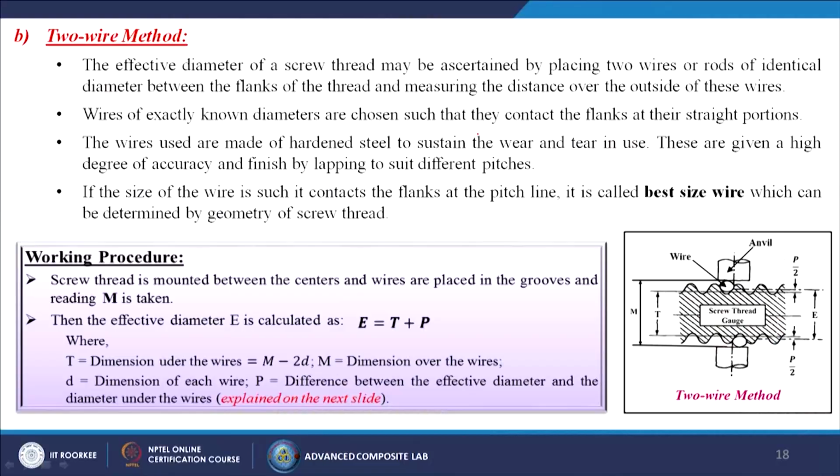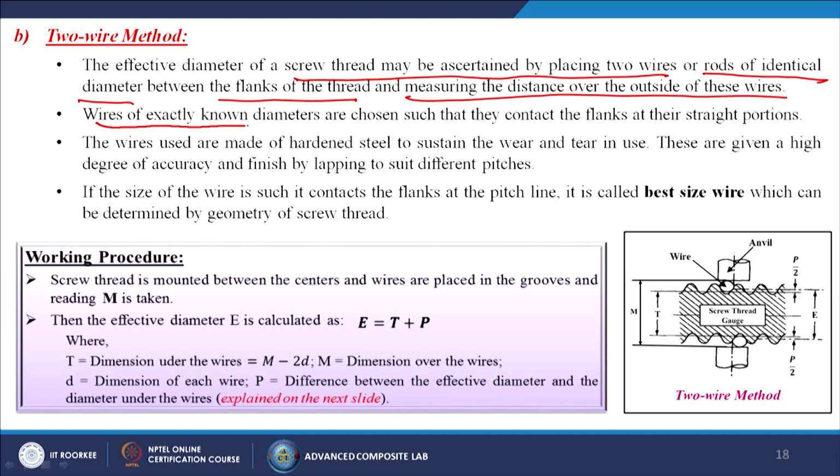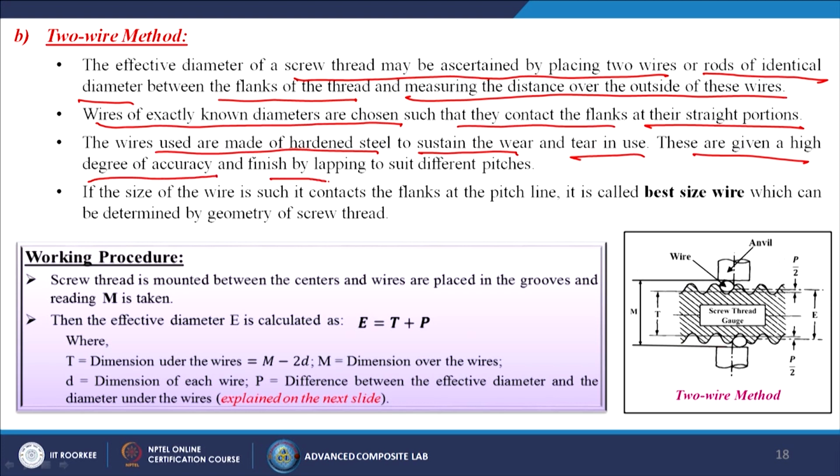Next, the second one is the 2-wire method. The effective diameter of a screw thread may be ascertained by placing 2 wires or rods of identical diameter between the flanks of the thread and measuring the distance over the outside of these wires. Wires of exactly known diameters are chosen such that they contact the flanks at their straight portions. The wires used are made of hardened steel to sustain wear and tear in use. These are given a high degree of accuracy and finish by lapping to suit different pitches.